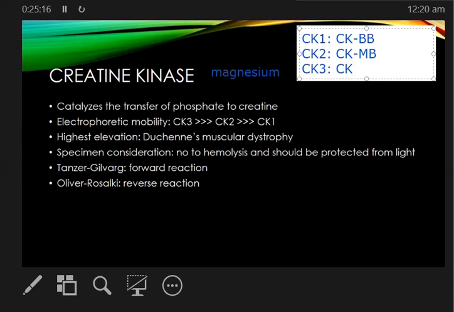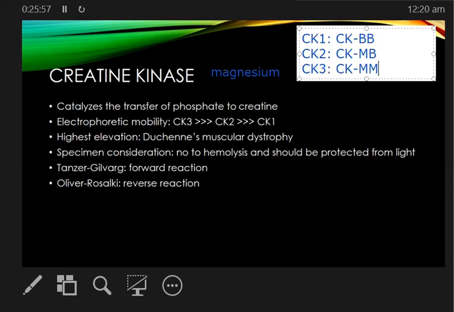CK3 is otherwise referred to as CKMM. Please do not be mistaken: M there stands for skeletal muscle, because we have already identified H to be your heart in LDH. So CK1 is more predominant in the brain, CKMB is the one that is cardiac specific, and CK3 is usually seen in skeletal muscle.